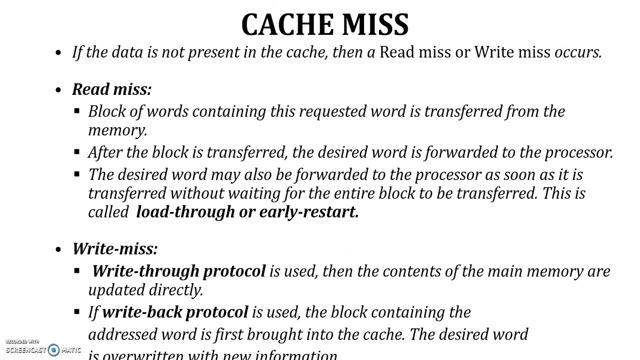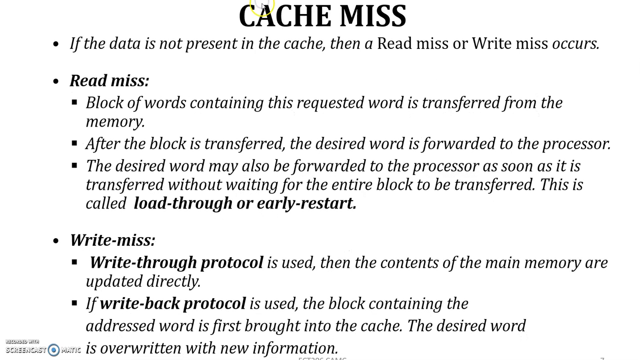So next is cache miss. If the processor requests data for a read or write operation and it is not present in the cache, then a read miss or a cache miss occurs. If the data is available in the cache, it is called a hit. If the data is not available, it is called a miss.